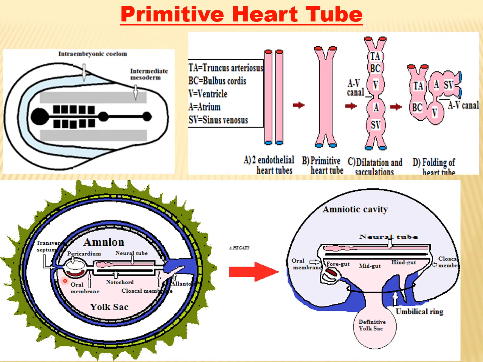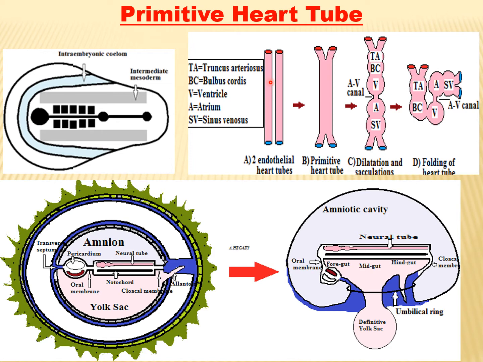This is the heart tube formed from the angioblastic cells here. At first, the angioblastic cells differentiate into two endothelial heart tubes like this. So, angioblastic cells in the cardiogenic area, ventral to the intraembryonic coelom forming the pericardium, and dorsal to the yolk sac, differentiate into two endothelial heart tubes like this.